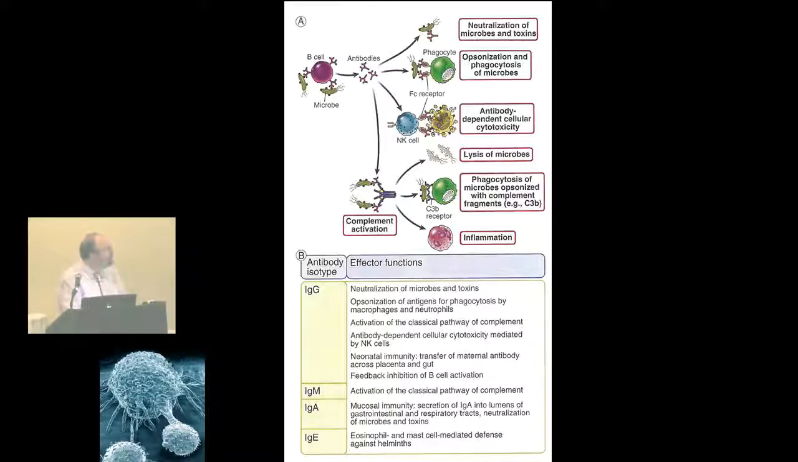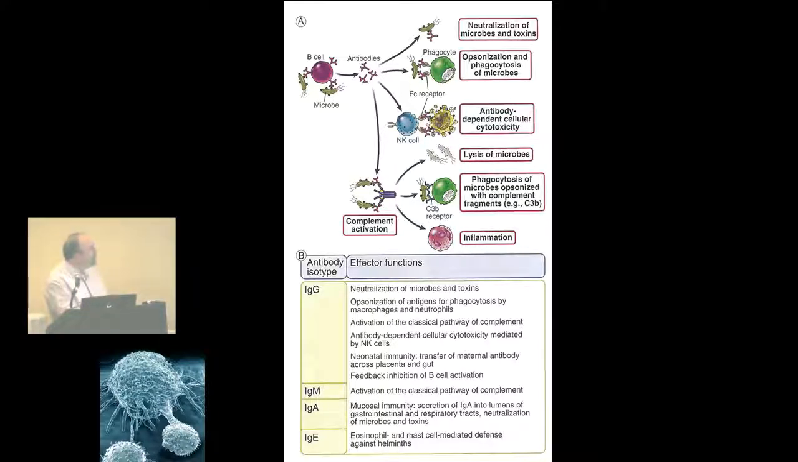So the different antibodies that the B cell can make: IgG neutralizes bacteria and toxins. It's very important. Remember it talked about bacterial toxins? Well, that's an IgG response. It works with natural killer cells to destroy cancer cells. Feedback inhibition. And then IgM, of course, is an acute response antibody against viruses and bacteria.